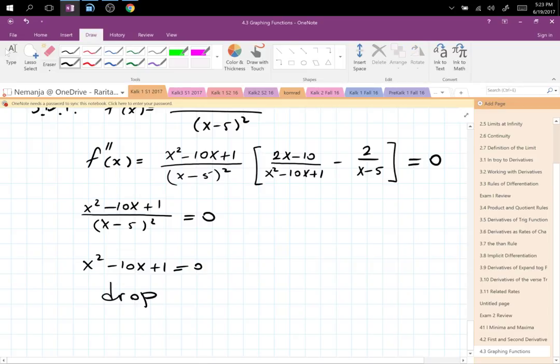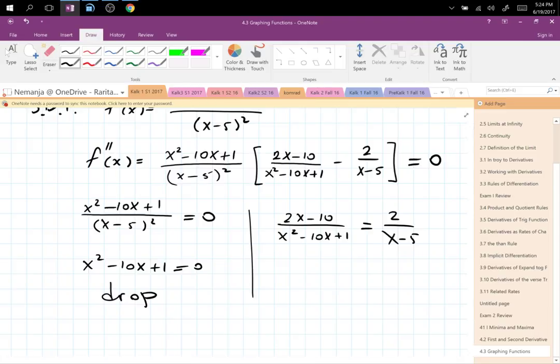So we're going to drop this side because those were critical points before. We know them as a min and a max. Can be inflection at the same time. But then we have the other equation to play with, which is 2x minus 10 over x squared minus 10x plus 1 equals 2 over x minus 5. And if you cross multiply, you can factor out 2. Look what you had.